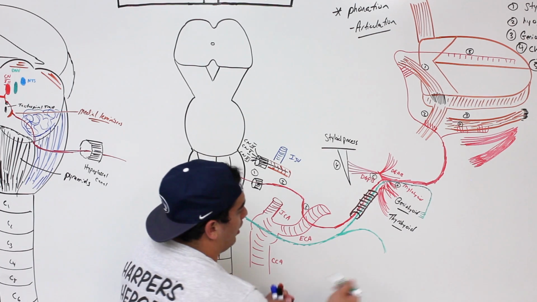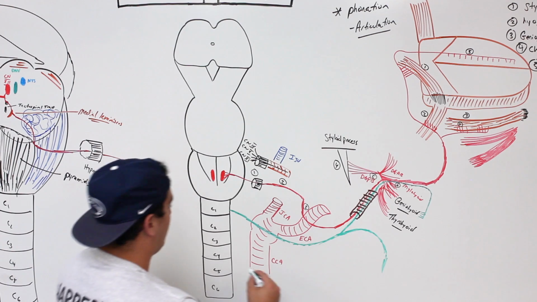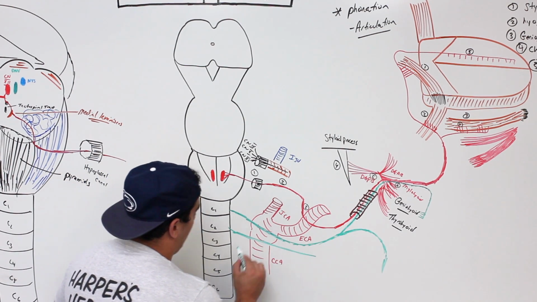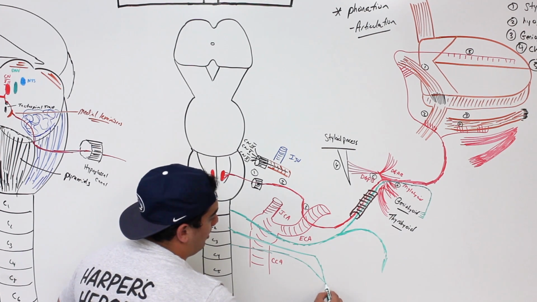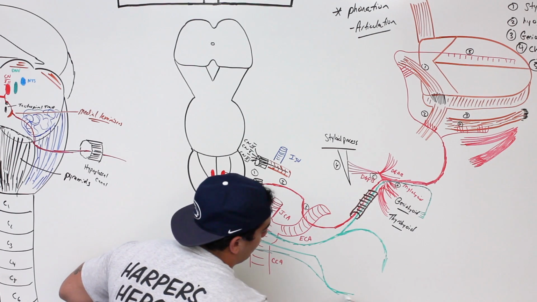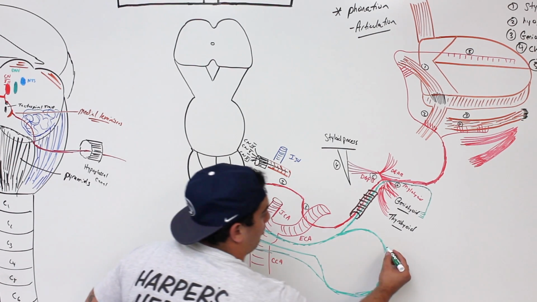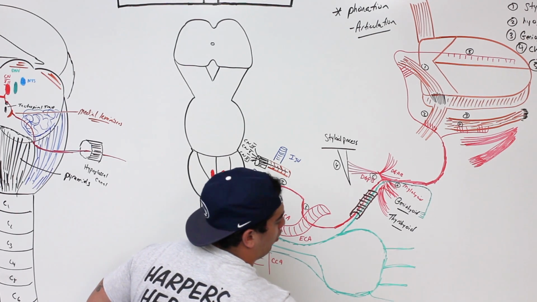But then if you remember, the superior root of the ansa cervicalis combines with what? What was coming out of C2? Remember, C2 was giving a branch over here, and then C3 was giving a branch over here. And when they came together, they formed the inferior root of the ansa cervicalis. And then this was giving off branches. What was it giving off branches to? And it was important to remember them in order.